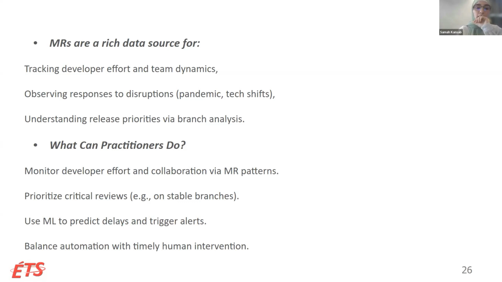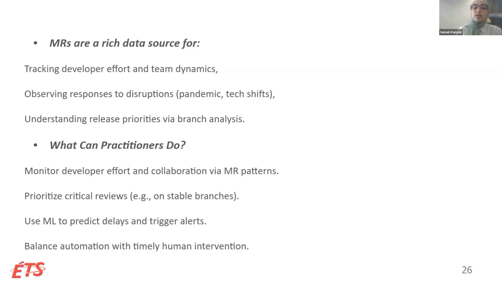So the take-home lessons that we want to share with practitioners is that merge requests can be used for different purposes and not only for analyzing the code review itself. It can help you to monitor developer effort and collaboration, and prioritize critical reviews like stable branches. You can also use machine learning to predict all this, or now LLMs or deep learning to explain the delays, trigger alerts, etc. And that can help at the end to balance the automation with the manual intervention.